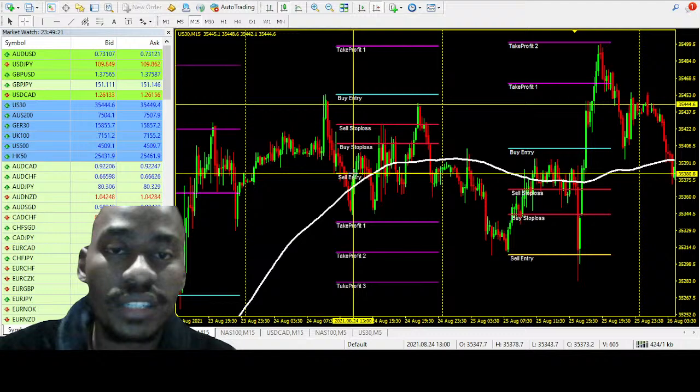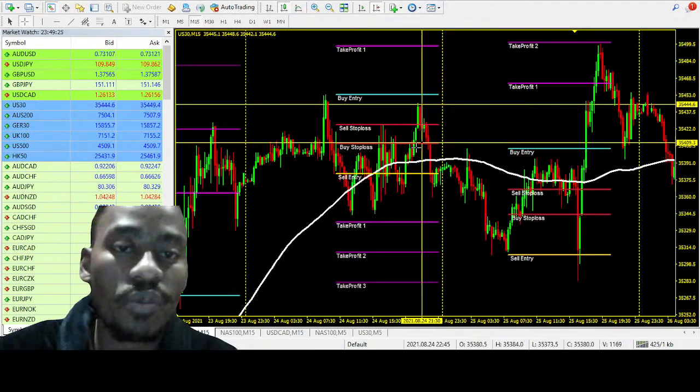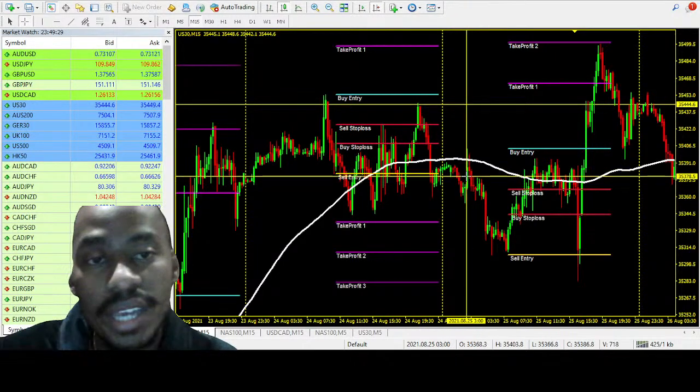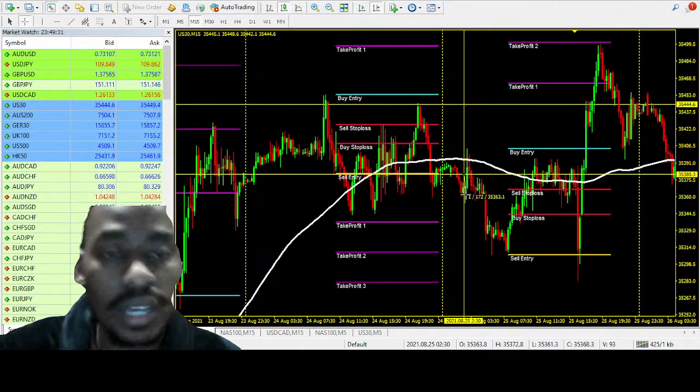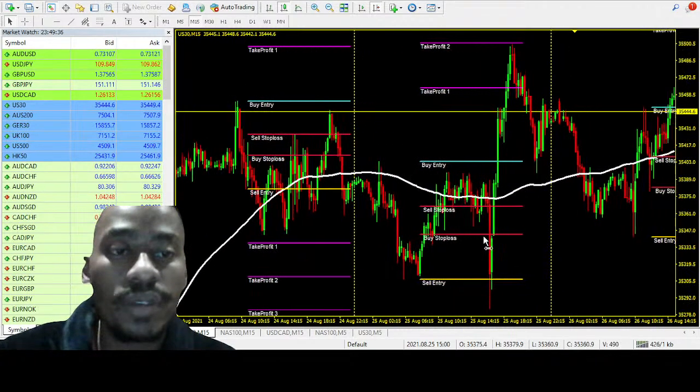So we hit a sell entry above the 100 period moving average, and that was not a valid trade at that period. But hours later, it came back and then triggered the sell right there. It went down and then hit take profit 1, hit take profit 2. All right, very interesting stuff.